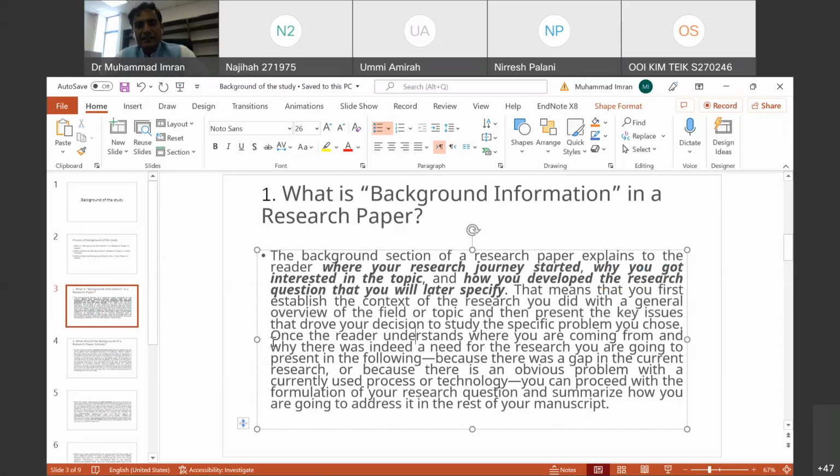Once the reader understands where you are coming from and that there was indeed a need for the research, you are going to present that there was a gap in the current research, or because there is an obvious problem with the currently used process or technology, you can proceed with the formulation of your research question and summarize how you are going to address it in the rest of your manuscript or research work. Okay, so hope you understand.